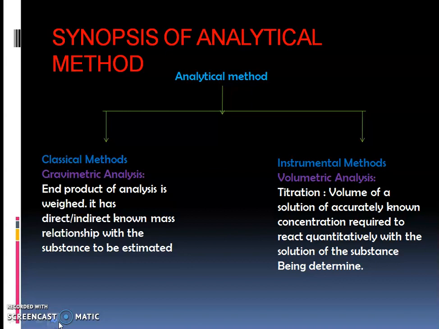Then synopsis of analytical methods. Analytical methods are again classified as classical methods and instrumental methods. Classical includes gravimetric, where the end product of analysis is weighed and it has a direct or indirect known mass relationship with the substance to be estimated. Volumetric analysis: in this, titration is done. Volume of solution of accurately known concentration required to react quantitatively with the solution of the substance being determined.